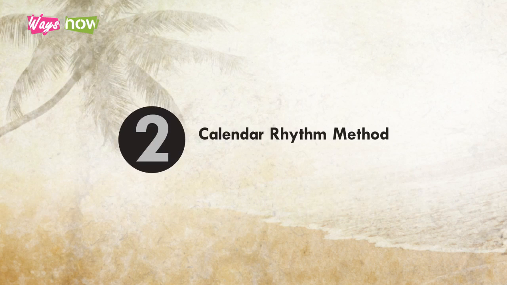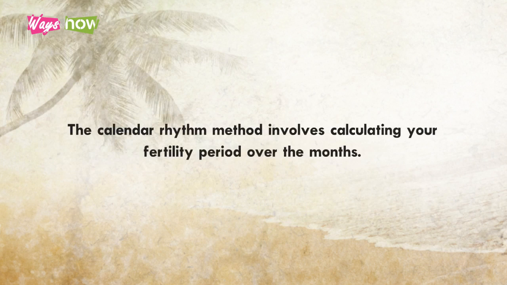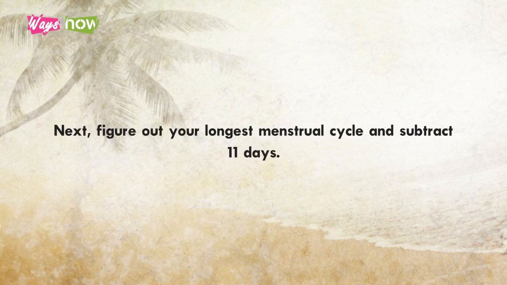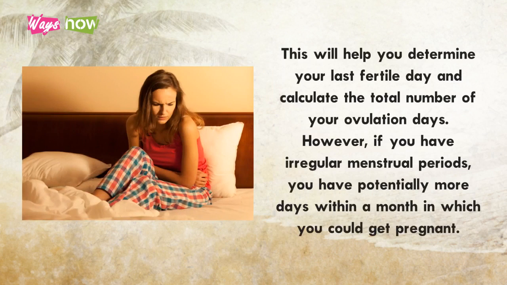2. Calendar Rhythm Method. Effectiveness 80%. The calendar rhythm method involves calculating your fertility period over the months. To do this, base the calculation on your previous 12 menstrual cycles. Pinpoint your shortest menstrual cycle and subtract 18 days. Next, figure out your longest menstrual cycle and subtract 11 days. This will help you determine your last fertile day and calculate the total number of your ovulation days.